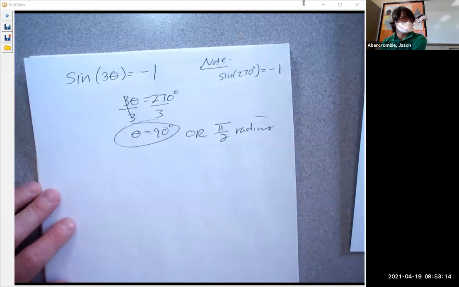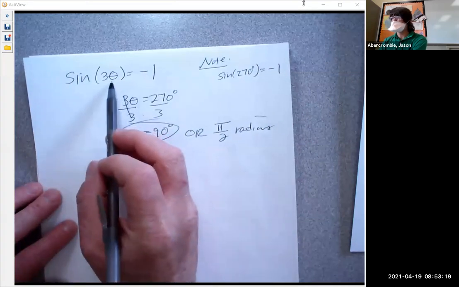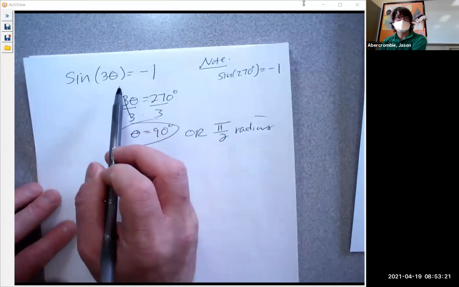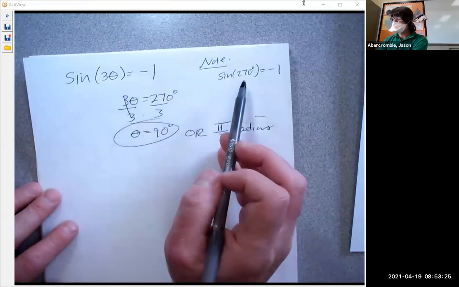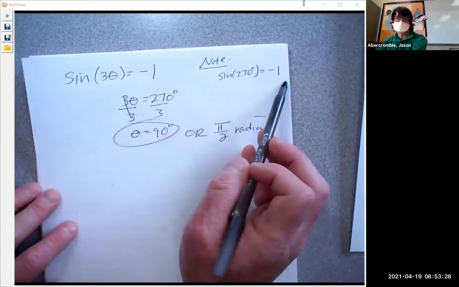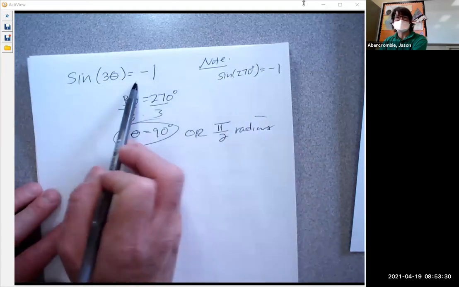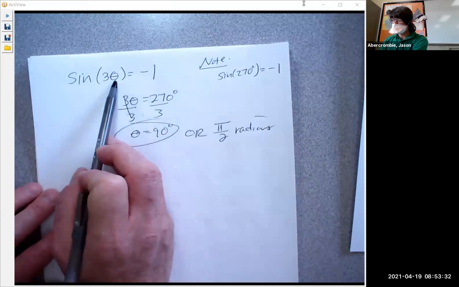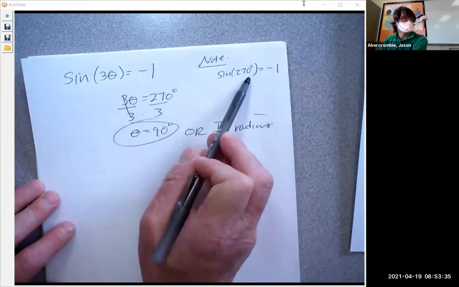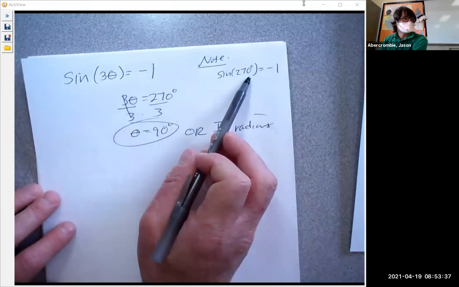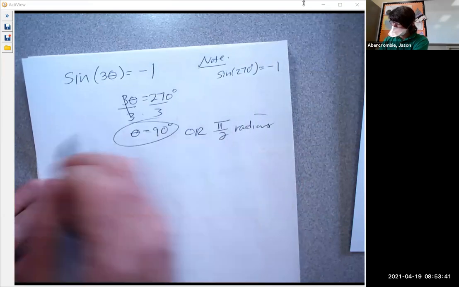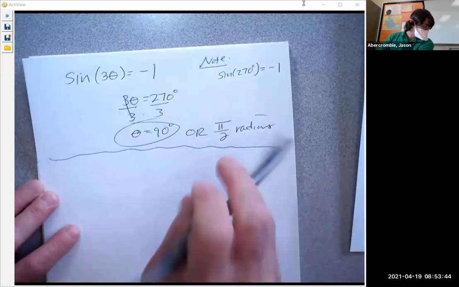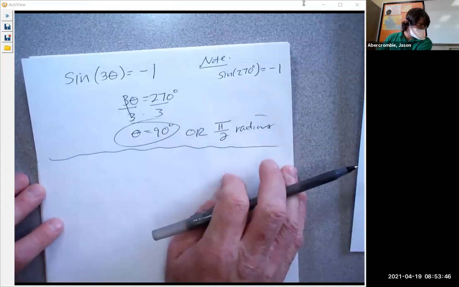How you guys doing with that? That's not too bad. If you see something inside the parentheses that is not just a 1x or 1 theta, just ignore it until the very last step. At the very last step, when you know that sine of 270 equals -1, and this sine of something equals -1, then your something has to be that. Okay. Let's try another one, in the same spirit of things.